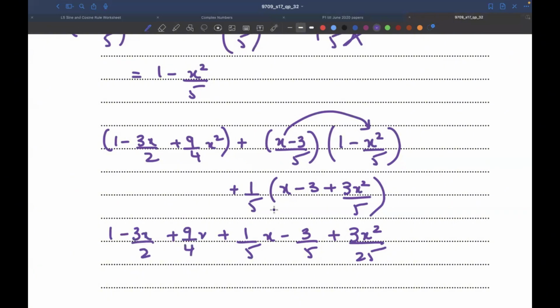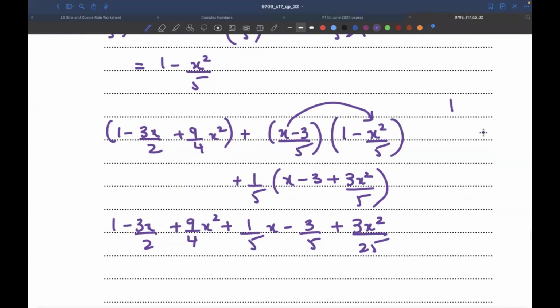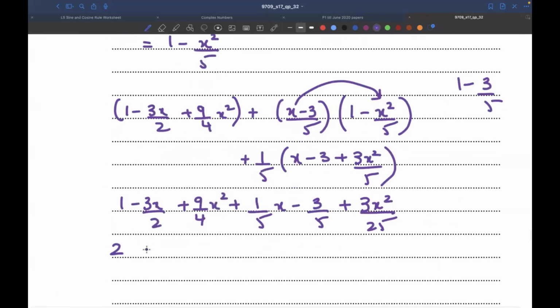So 1 minus 3 upon 5, that becomes, so 5 minus 3 is 2, so that becomes 2 upon 5. The x term is minus 3 upon 2x and plus 1 upon 5x. So minus 3 upon 2 plus 1 upon 5, the LCM will be 10. This will multiply by 5, this will multiply by 2. So minus 15 plus 2 will become minus 13. So this will become minus 13 upon 10x.